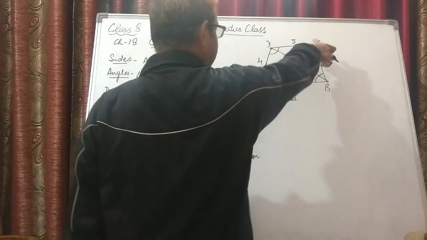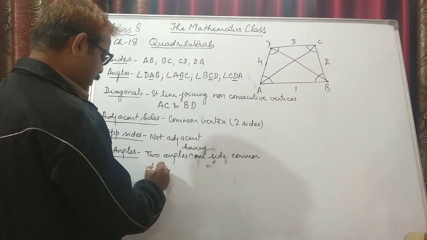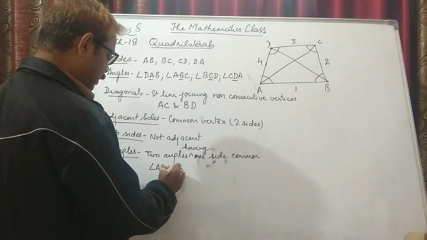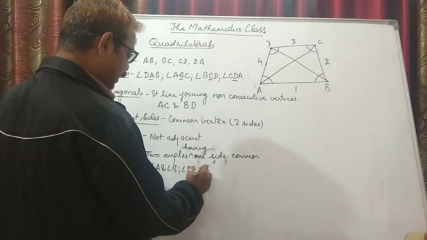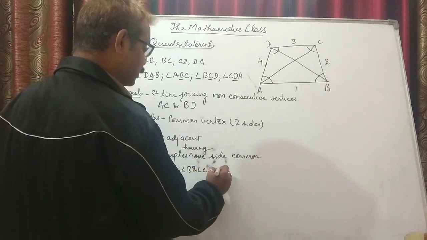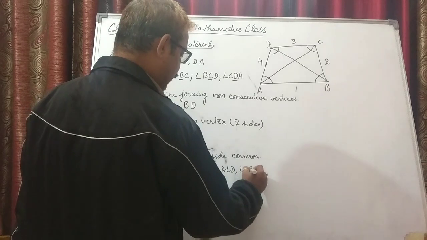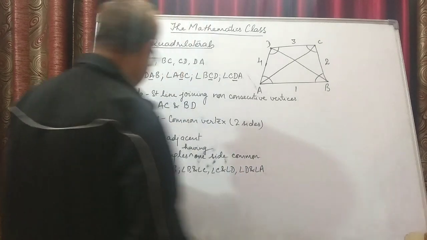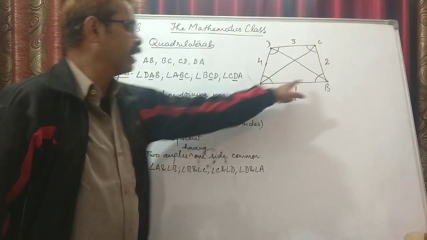So one pair, second pair, third pair, 4 pairs are there. So I can say angle A and angle B, then angle B and angle C, then angle C and angle D, and then angle D and angle A are the adjacent angles.